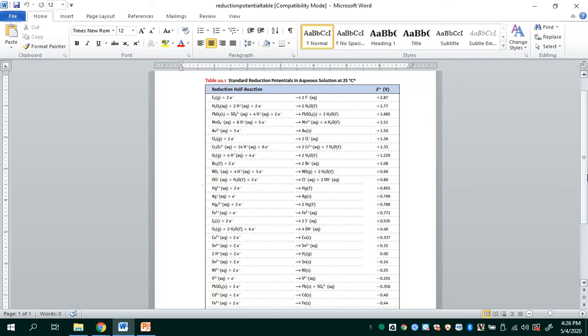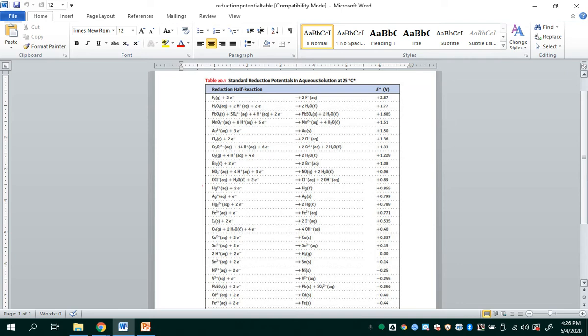If we wanted the oxidation half reaction, we would take the reduction half reaction and flip it. So in the case of the first reduction half reaction, if I wanted the oxidation half reaction, it would be 2F minus yields F2 and 2 electrons. When we do something like that, we do have to switch the sign for the voltage. It would become negative 2.87. And it would work that way for any of the other half reactions.